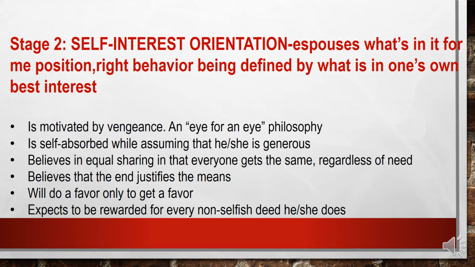It is self-absorbed while assuming that he or she is generous. It believes in equal sharing, in that everyone gets the same regardless of need, and believes that the end justifies the means. Or it's like you're going to do a favor only to get a favor, and you are expecting to be rewarded for every non-selfish deed he or she does. In other words, stage 2 reasoning shows a limited interest in the needs of others, but only to a point where it might further one's own interests.